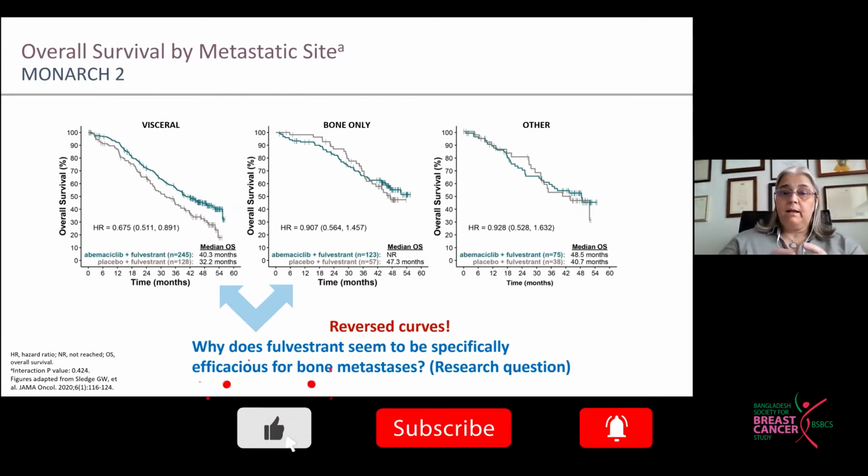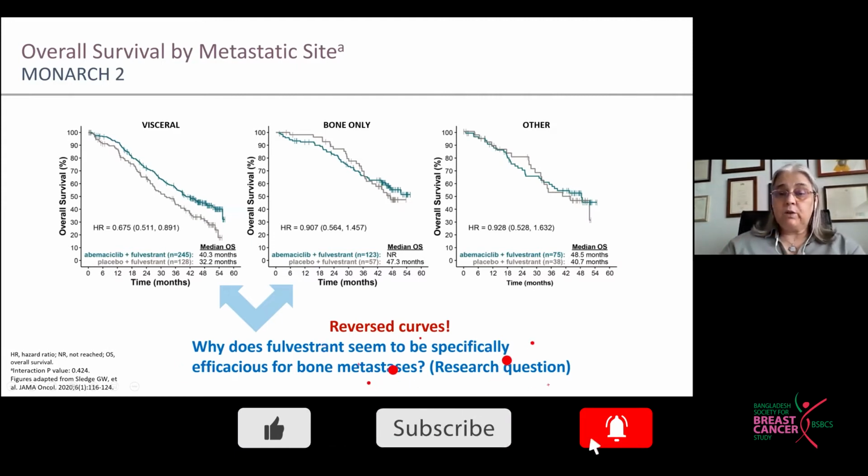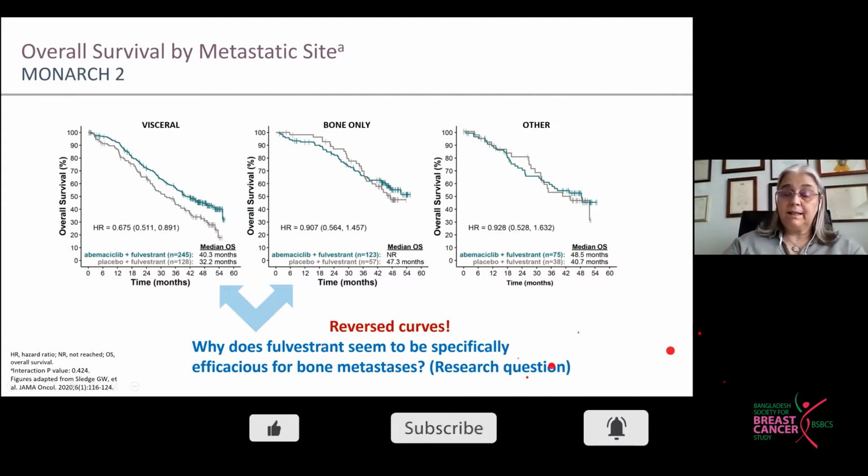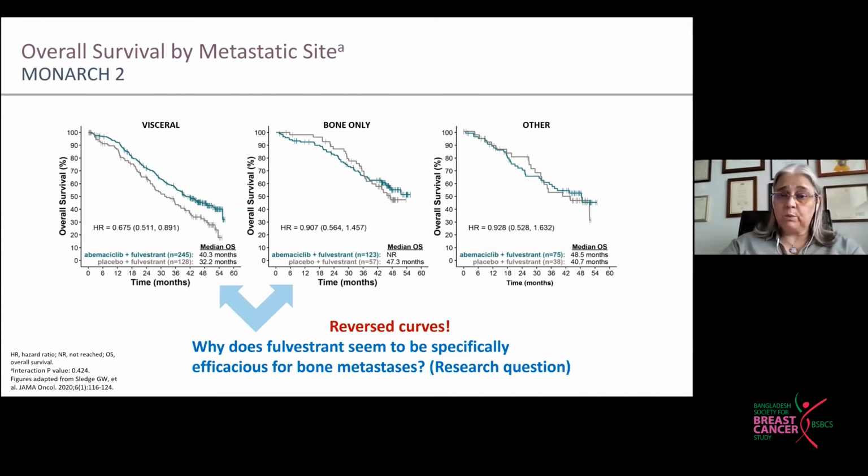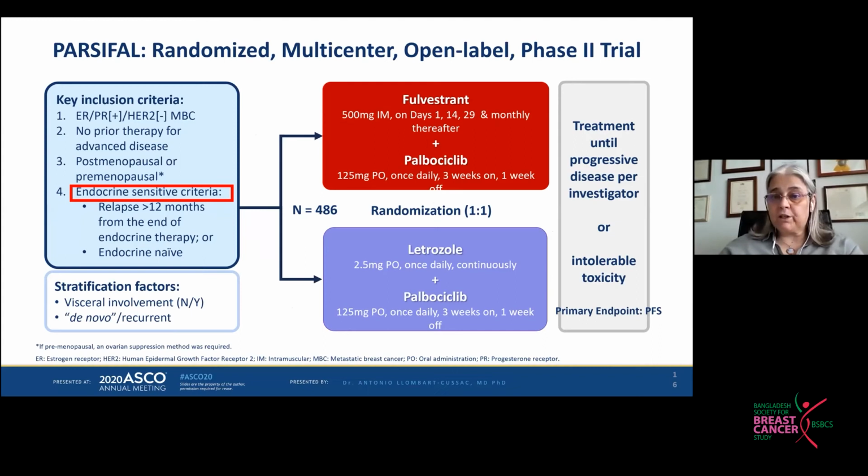Now, when and if you can use a CDK4/6 inhibitor, does it make a difference if you use it with fulvestrant or with an aromatase inhibitor? This was the question answered by the PARSIFAL study. And what you see is no major difference also. So even if you're going to combine with a CDK4/6 inhibitor, you can use either letrozole or fulvestrant. So the most important factor is what has the patient received previously.